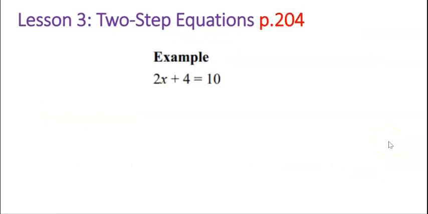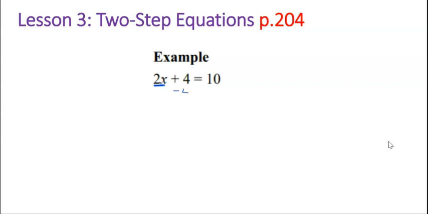When we have a question like this one on page 204, what we need to do is focus in on the variable, like we did with one-step equations. We see the variable is here with the 2x, and we have 2x plus 4 is equal to 10. So we're not going to try to isolate x yet because we have something else. We're actually going to do what's furthest away from x first. We're adding 4 to 2x, so we're going to get rid of the 4 first.